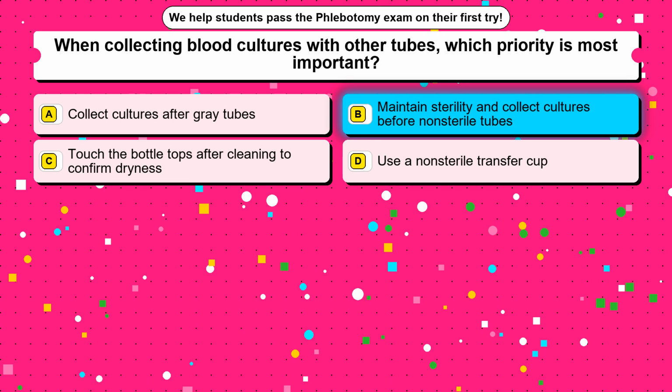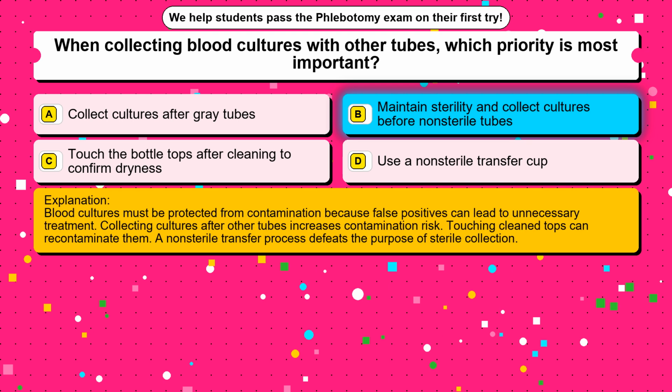Maintain sterility and collect cultures before non-sterile tubes. Blood cultures must be protected from contamination because false positives can lead to unnecessary treatment. Collecting cultures after other tubes increases contamination risk. Touching clean tops can recontaminate them. A non-sterile transfer process defeats the purpose of sterile collection.